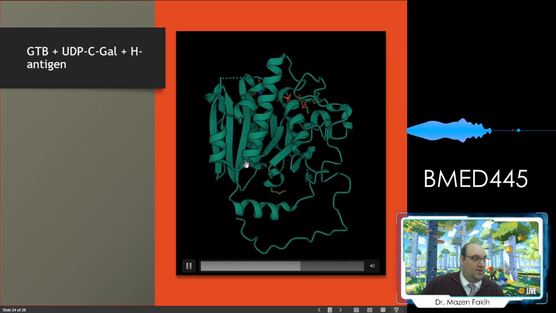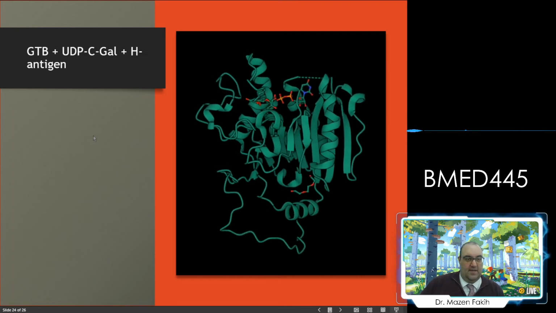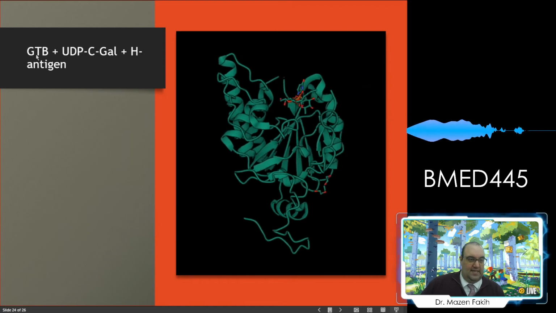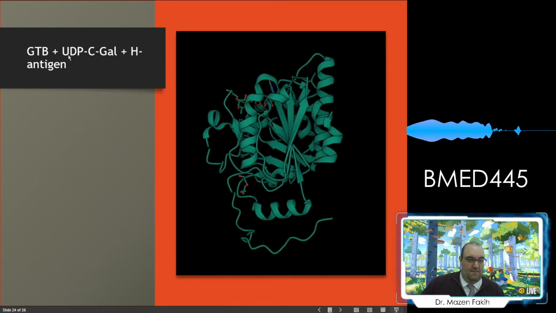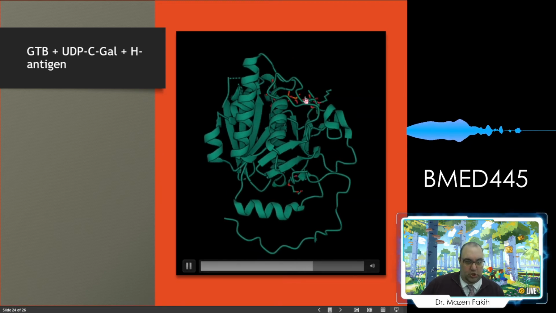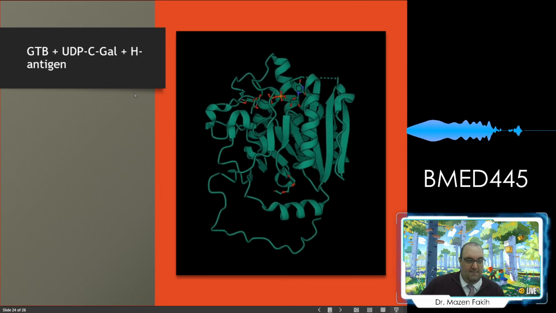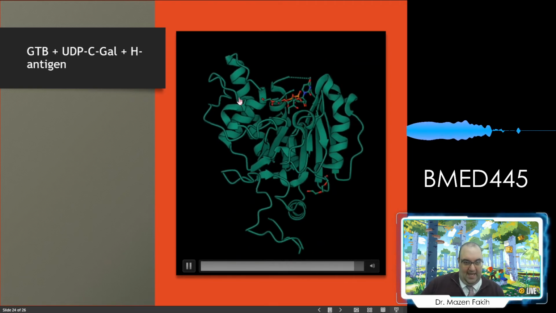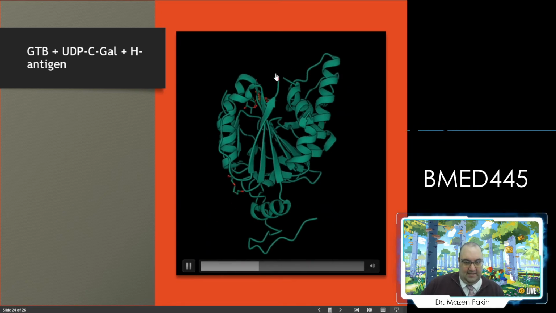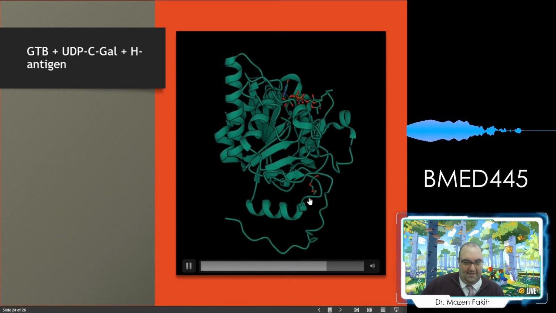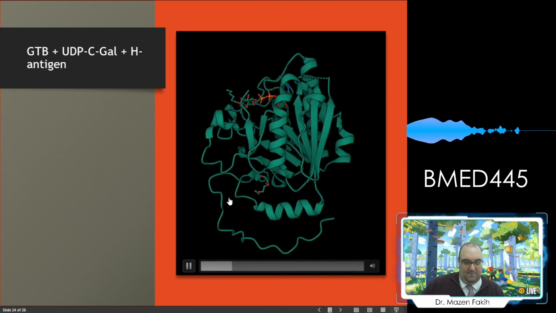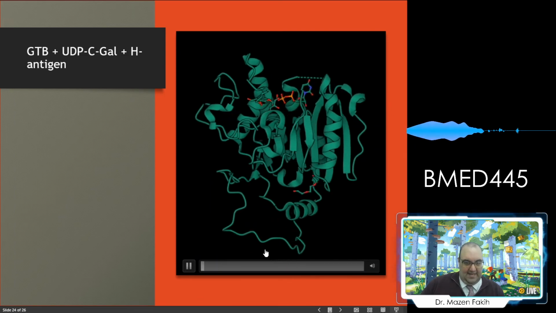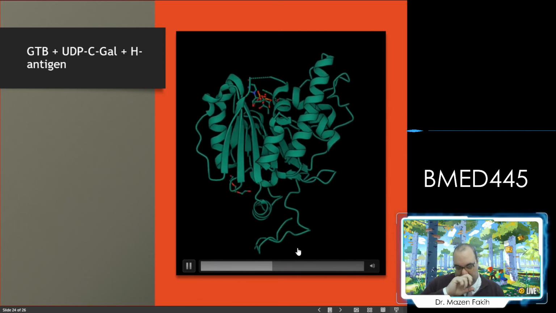This is an example of the molecule, basically هذه الجلايكوسيل ترانسفيريز type B مع UDP سيجال اللي هو هذا الشوجر which gets added مع H antigen. And this is how the blood groups basically look like. They have a portion that is outside the cell, and then there is this transmembrane tail and the transmembrane helix, and then you have an intracytoplasmic tail to anchor it.